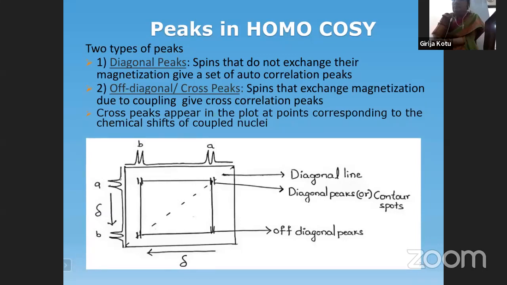And next, off-diagonal peaks are cross peaks. Spins that exchange magnetization due to coupling give cross peaks, cross-correlation peaks. Where are these? They are present symmetrically placed above and below the diagonal line. At the corners you are finding two peaks, one on the top and one on the bottom of the diagonal line. They are not present on the diagonal line.